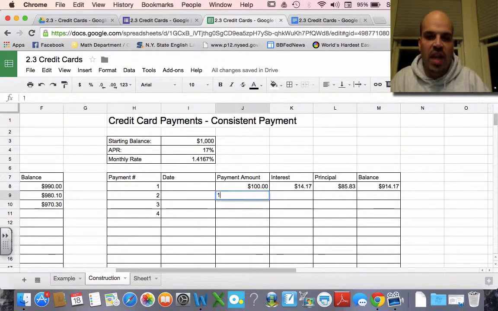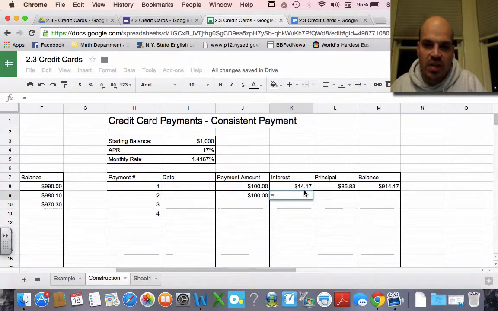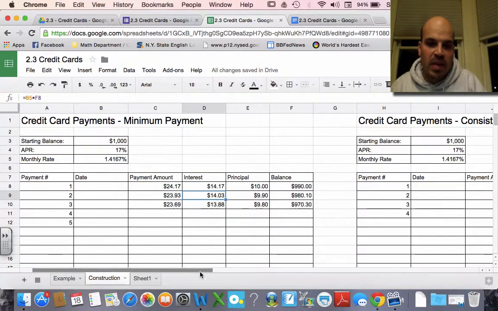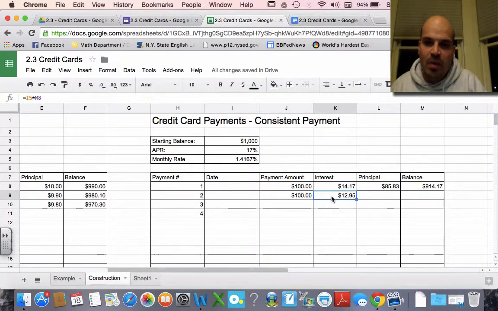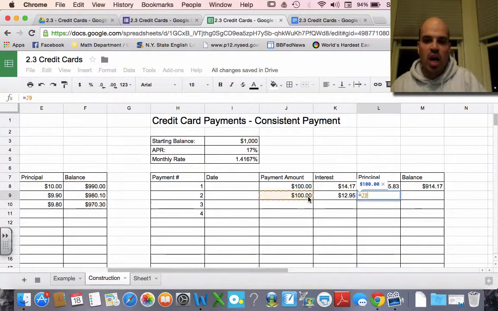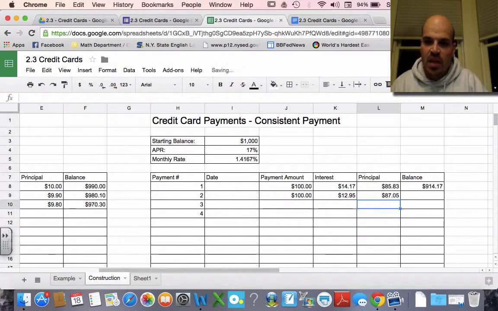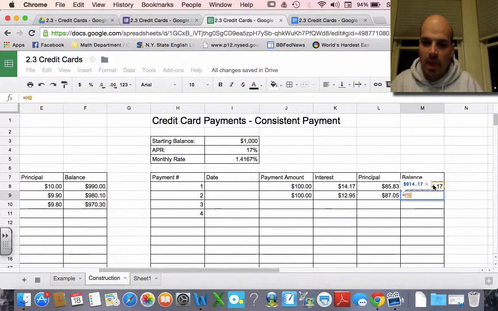Let's say I wanted to pay $100 again. My interest is no longer $14.17. It's going to be 1.4167% times my new balance, which is now $12.95. As you can see, the interest is less. Before, my second payment was $14. Now it's only $12.95. And I'm paying another $100. So now I'm doing 100 minus my interest, and now I'm paying $87 toward the balance. And so my new balance is going to be this number minus my 87.